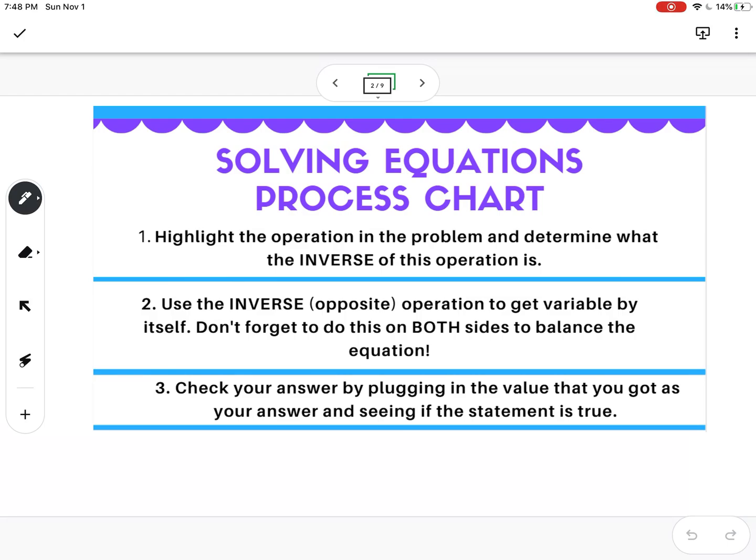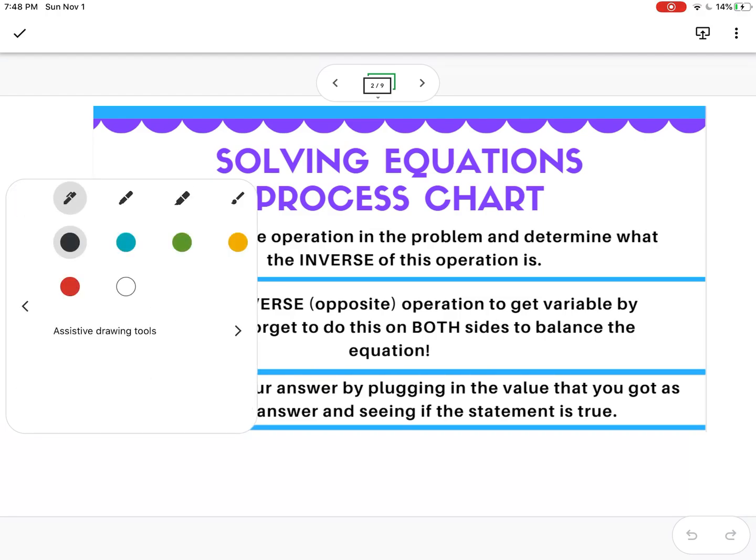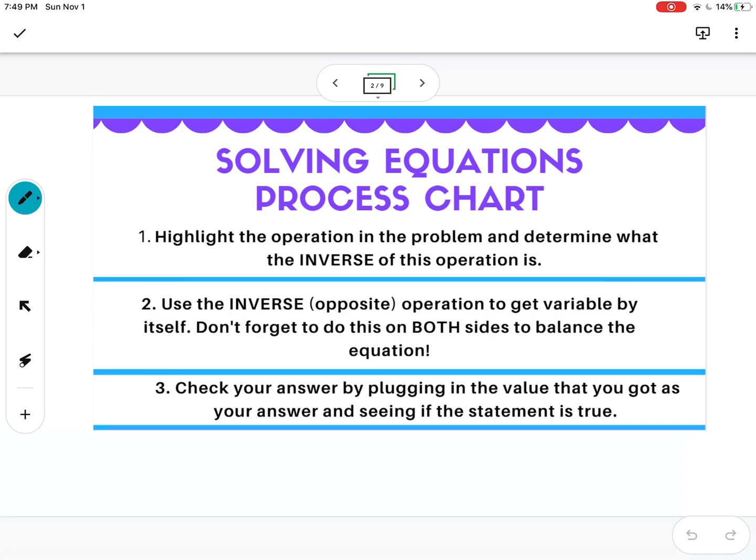So the very first thing to do is we want to see what operations are occurring in the problem. So this says to highlight it and determine what the inverse operation is. So just so you guys know, let's identify what inverse operations are. So for example, when we have addition, the inverse is subtraction and vice versa. So the inverse of subtraction would be an addition. Those are how we undo them.